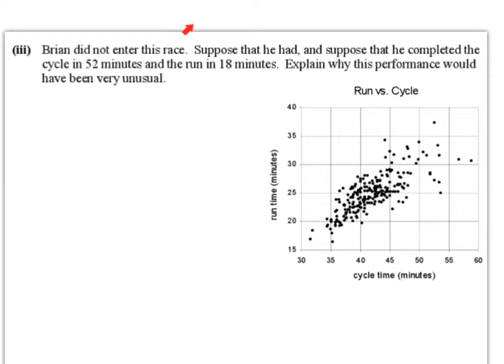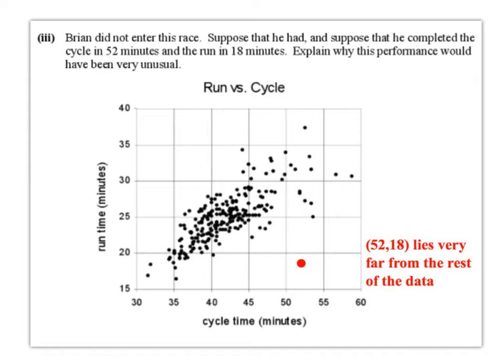Brian did not enter this race. Suppose that he had, and suppose that he had completed the cycle in 52 minutes and the run in 18 minutes. Explain why this performance would have been very unusual. Well, let's draw in where Brian would have been on our diagram. So 52 minutes for the cycle and 18 minutes for the run.